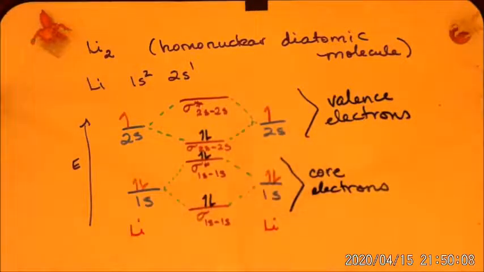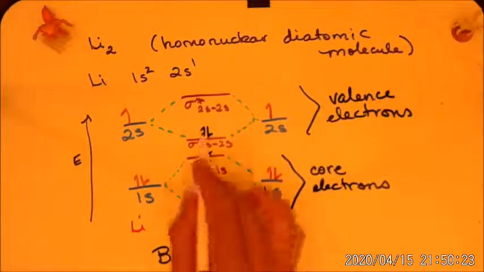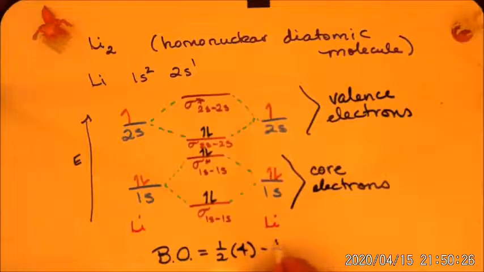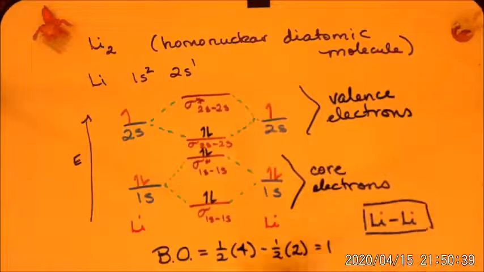So if we look at bond order, and I'm still going to go ahead and use all of them right now, and what we're going to do after this, bond order, 1/2 of 1, 2, 3, 4, because I have 4 electrons in my bonding situations, minus 1/2 of 2 is equal to 1. So it's possible then to form a diatomic lithium molecule.